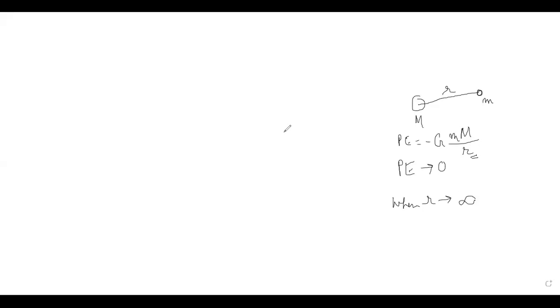Then let me give you another example. Let me draw it a little larger. Suppose this is the Earth, with mass capital M, and I have an object with mass small m near the surface of the Earth at a height small h from the surface of the Earth.